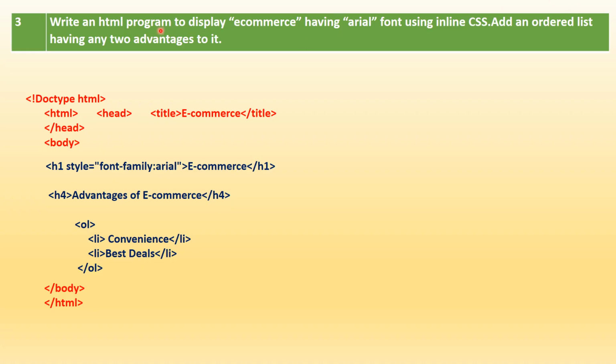Now the ordered list of 2 advantages. So I have placed an H4 here: advantages of e-commerce. Then for the ordered list, it's a container tag, see, and the 2 advantages I've mentioned in LI.